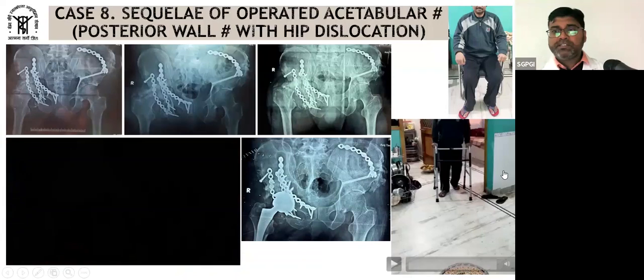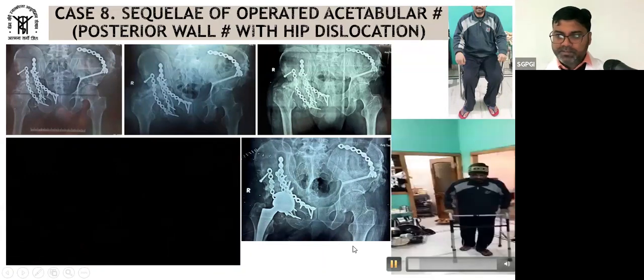And at 4 weeks, you can see that we have allowed the patient to sit. He is walking full weight bearing with the help of a walker right now, but we are planning to mobilize this patient further in future.